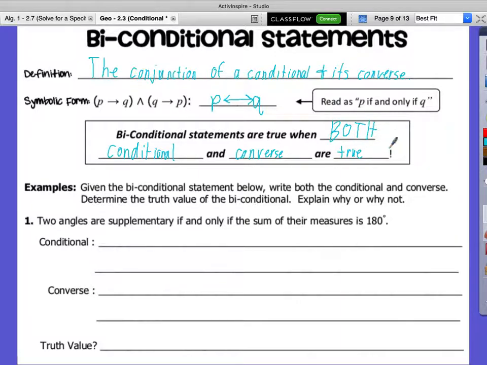And if we look back up at this and symbol, we said earlier today and on Monday that the and symbol means they both have to be true. So that's what we're saying here. The conditional has to be true, the converse has to be true. We're just referring back to that same idea.